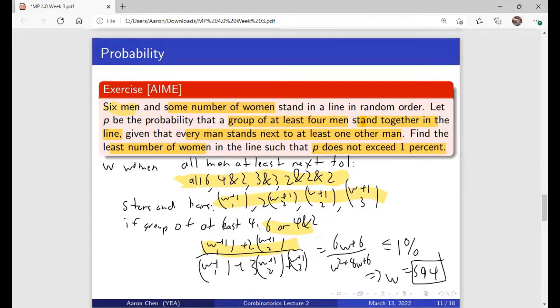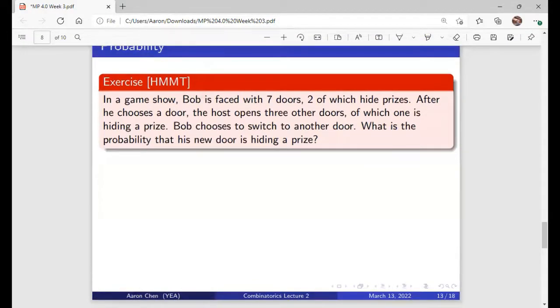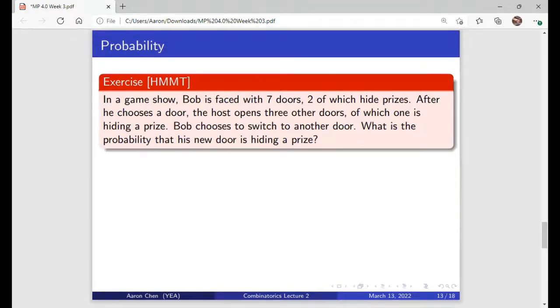And so this is almost 1%. And so we can see that if we eventually calculate this out, what we can get is that W is equal to 590. And so that's the answer to this question. So does anyone have any questions? Okay. Well, anyway, let's move on to the next question. And so once again, if you have any questions, please ask. And if you have any answers, private message.